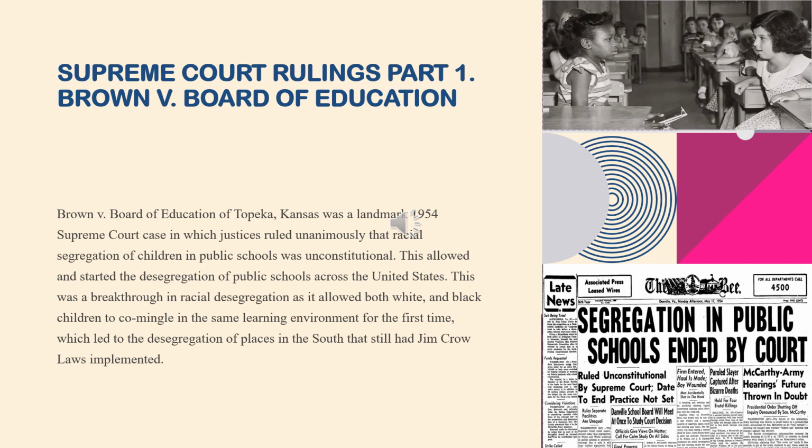This allowed and started the desegregation of public schools across the United States, but more predominantly around the southern eastern states that still had Jim Crow laws in effect during the time. This was a breakthrough in racial desegregation as it allowed both white and black children to commingle in the same learning environment for the first time, which led to the desegregation of places in the South that still had Jim Crow laws implemented.